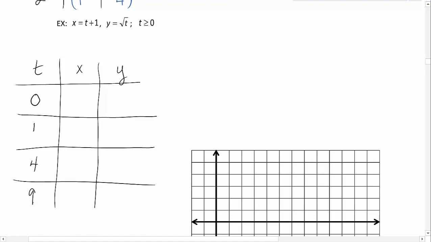And now we plug into each of our equations. I'm going to do all the x's first again. X is t plus 1. So we'll have 1, 2, 5, and 10. And y is the square root of t. So we'll have 0, 1, 2, and 3. And now we have 4 ordered pairs to graph.